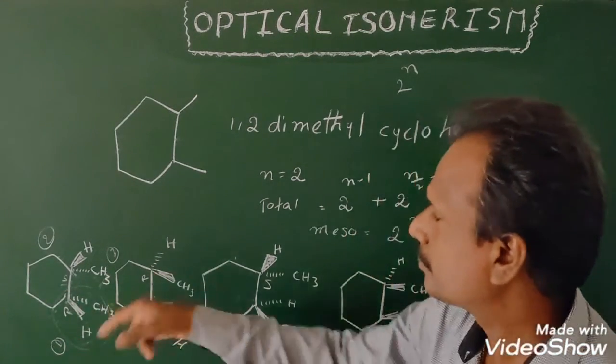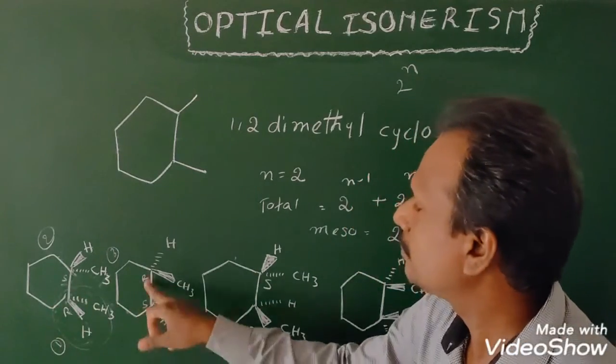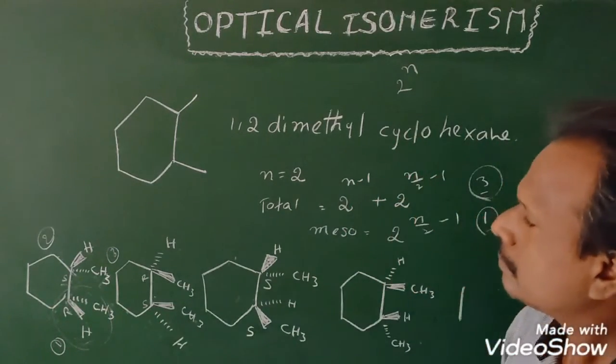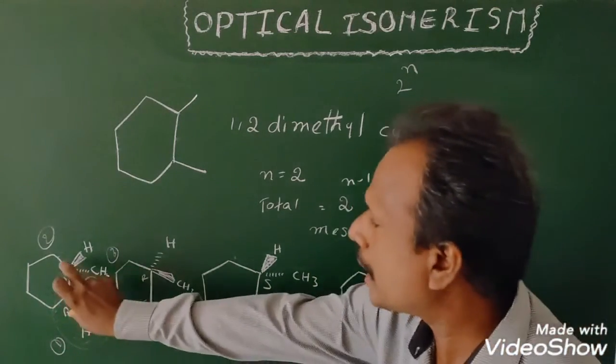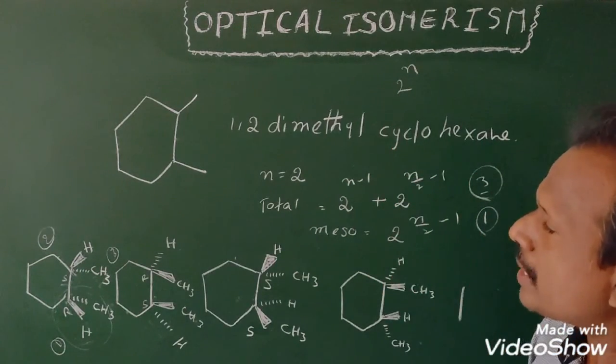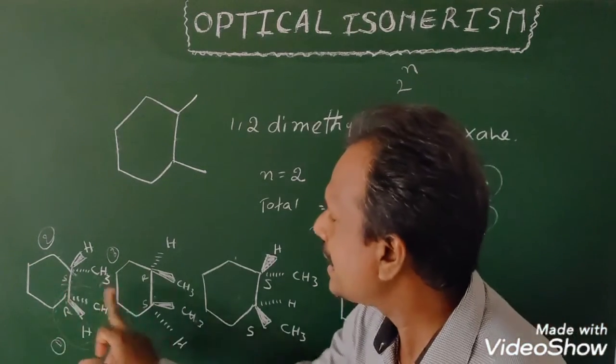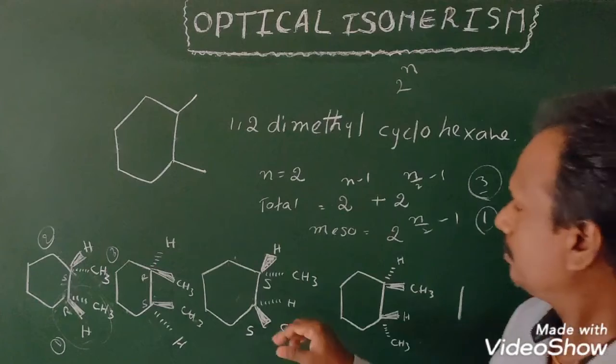Same chirality. So this is a meso compound. Meso compound has no mirror image. So these two are identical. Next one. What is the chirality of this carbon?